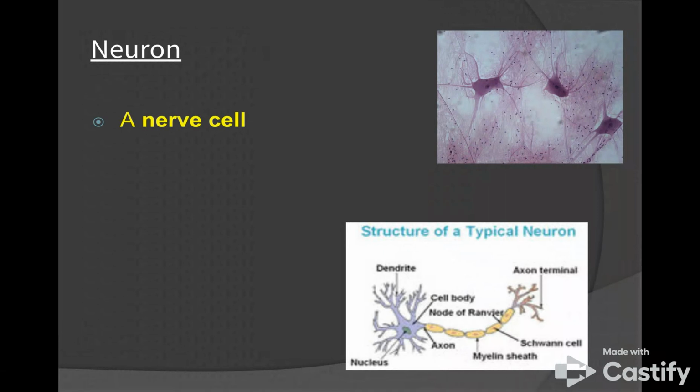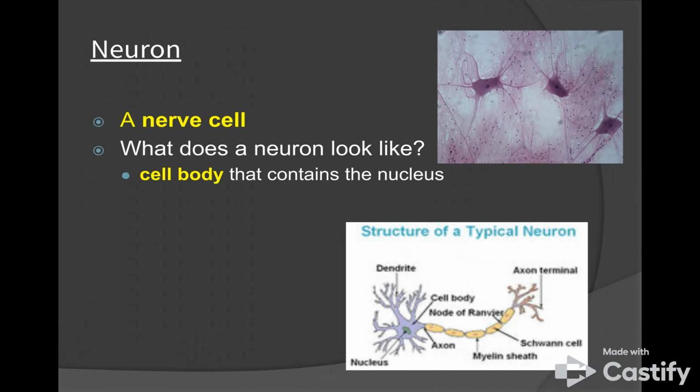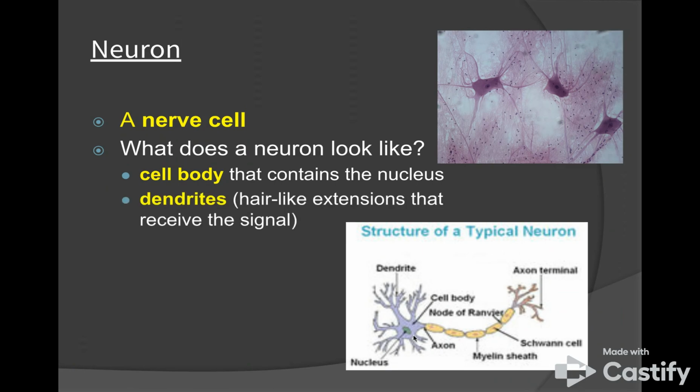The main cell of a nervous system is called a neuron. So it's just another word for a nerve cell. A neuron contains three main parts: a cell body that contains the nucleus, dendrites, which are these hair-like extensions that receive a signal from another neuron, and then an axon, which is a long tail, sometimes covered with this waxy coating called a myelin sheath that connects neuron to neuron.